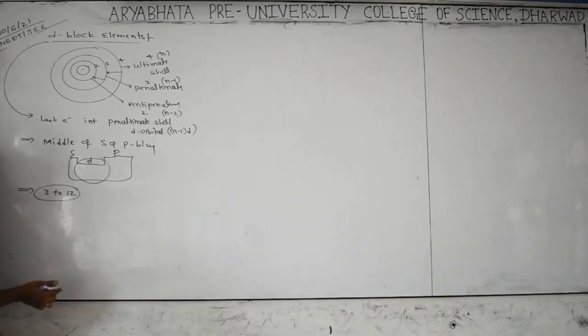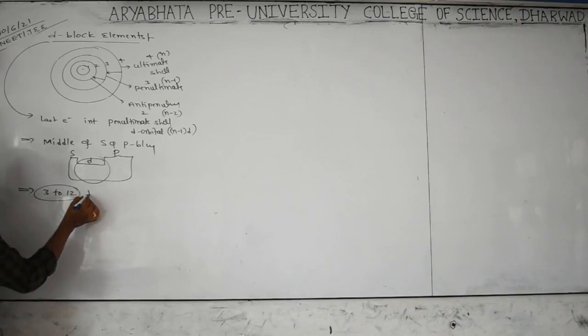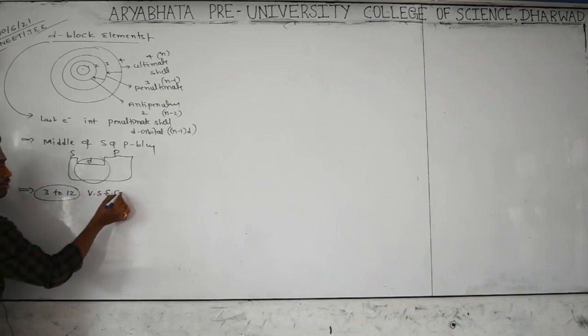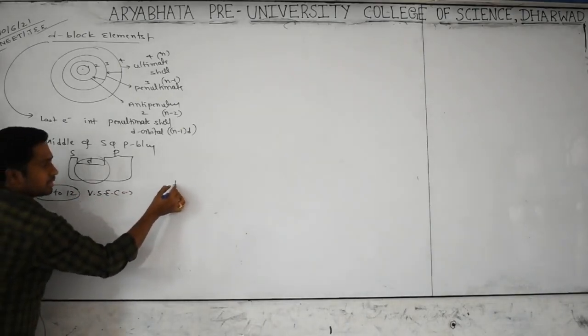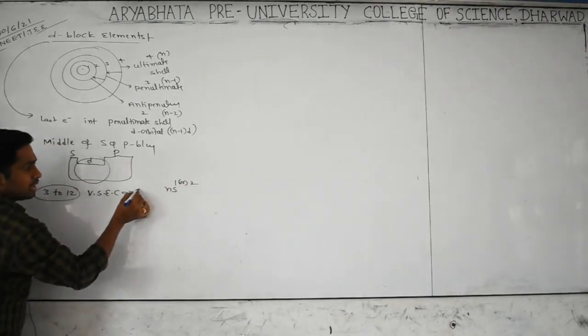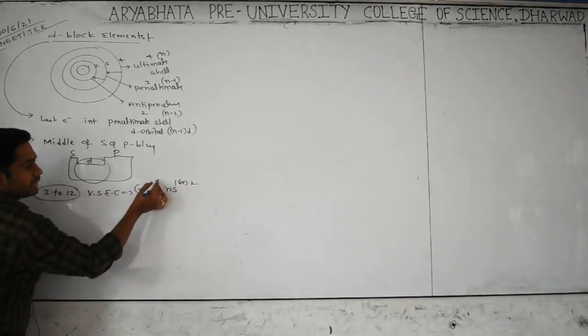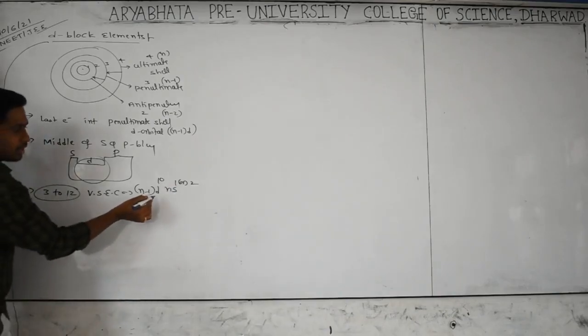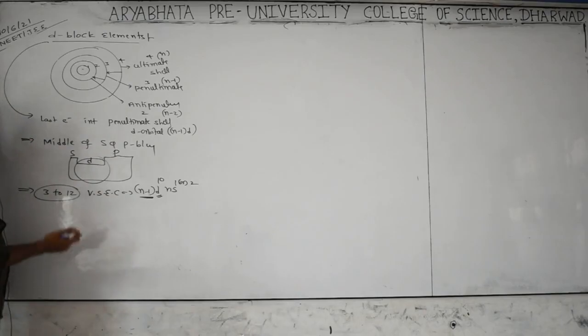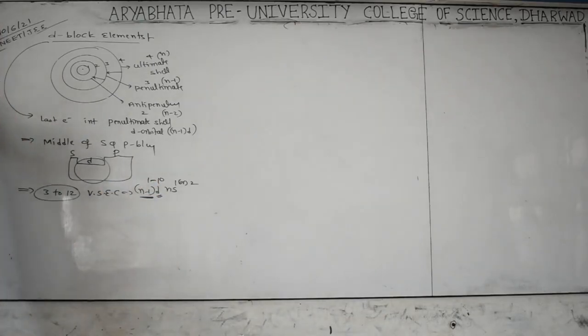So what is special about this? The common valence shell electronic configuration is ns 1 or 2 and (n minus 1)d 1 to 10. In this case, the last electron enters the d orbital, but present in which shell? The penultimate shell. That's why it is called ns 1 or 2 and (n minus 1)d 1 to 10 configuration.